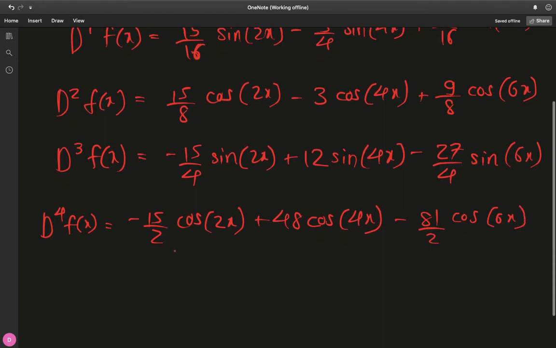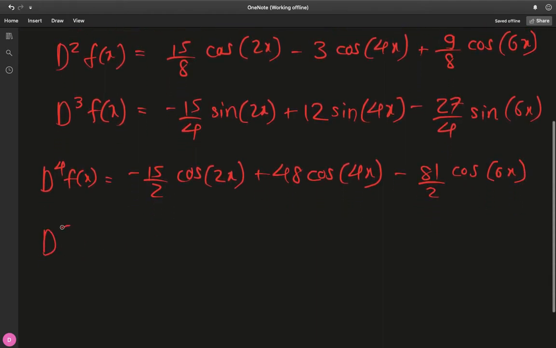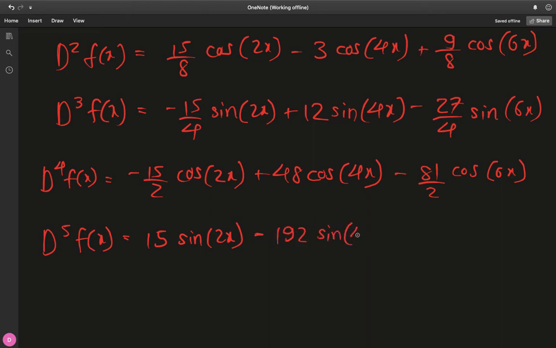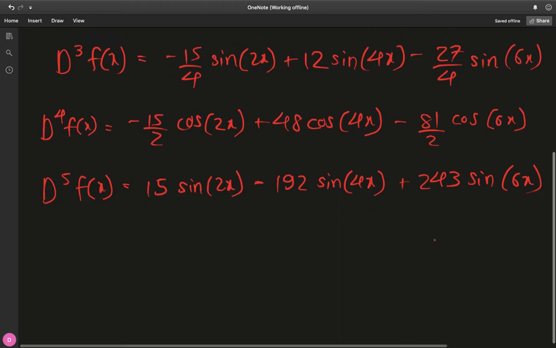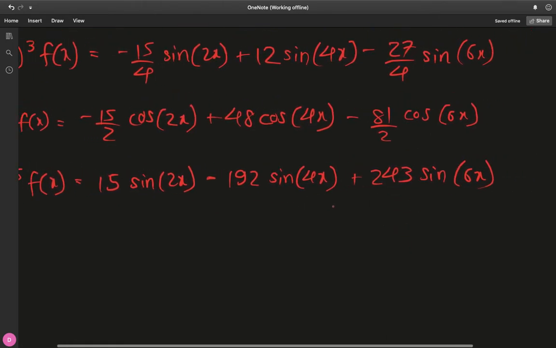And then finally the fifth derivative of f of x is going to be 15 times sine of 2x minus 192 times sine of 4x plus 243 times the sine of 6x. Fine, we end up with this expression.